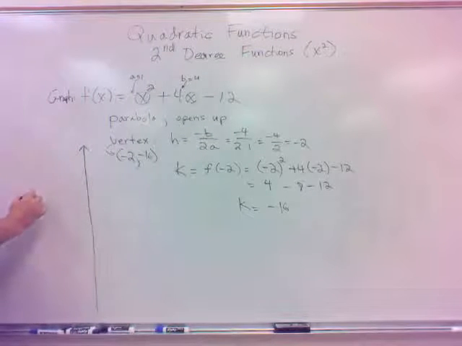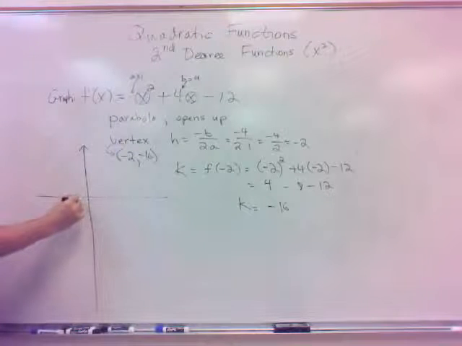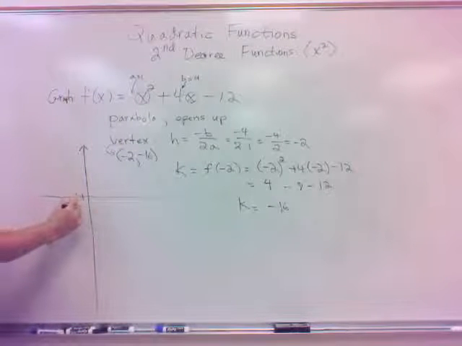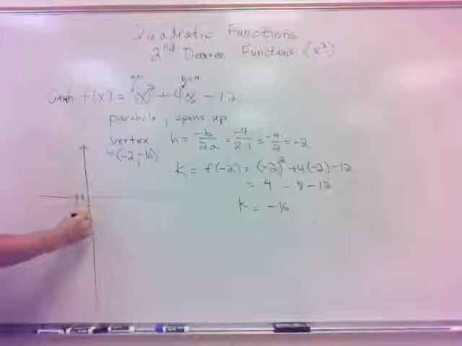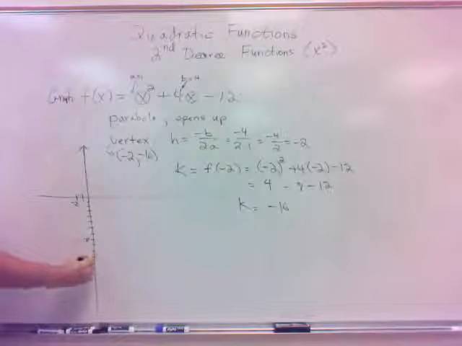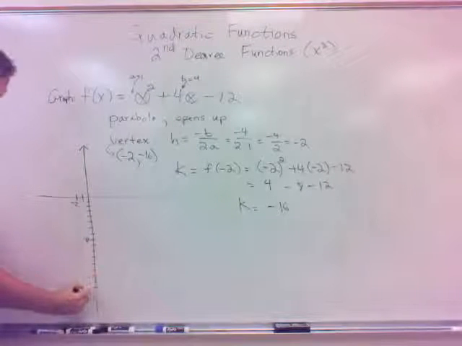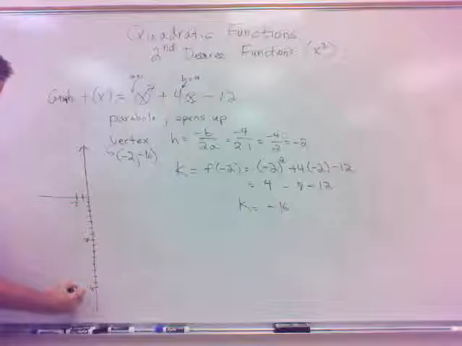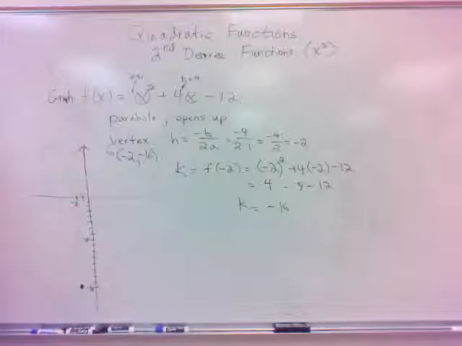Well, let's move this up a little bit. All right, so we've got negative 2 and then negative 16. 1, 2, 3, 4, 5, 6, 7, 8, 10, 11, 12, 13, 14, 15, 16. Negative 2, negative 16. Way down there. That's my vertex.